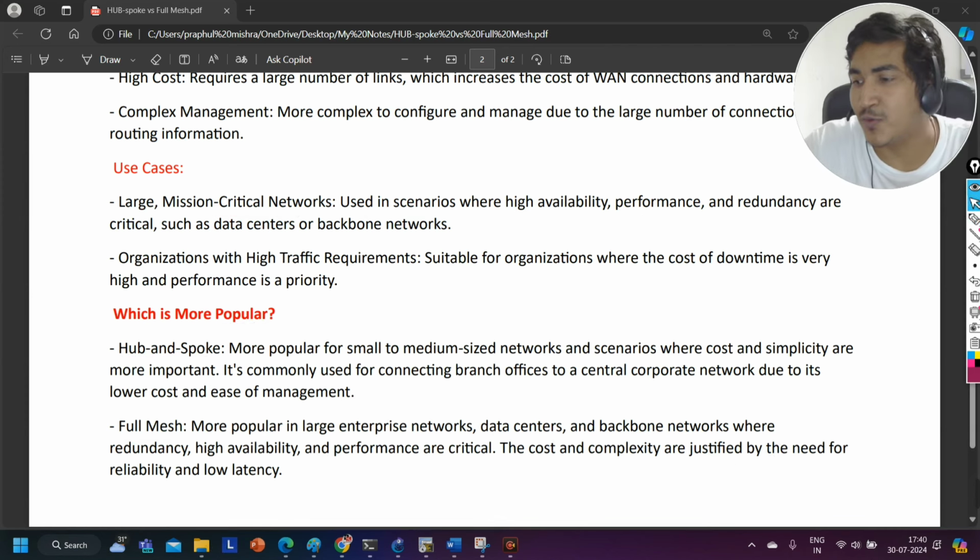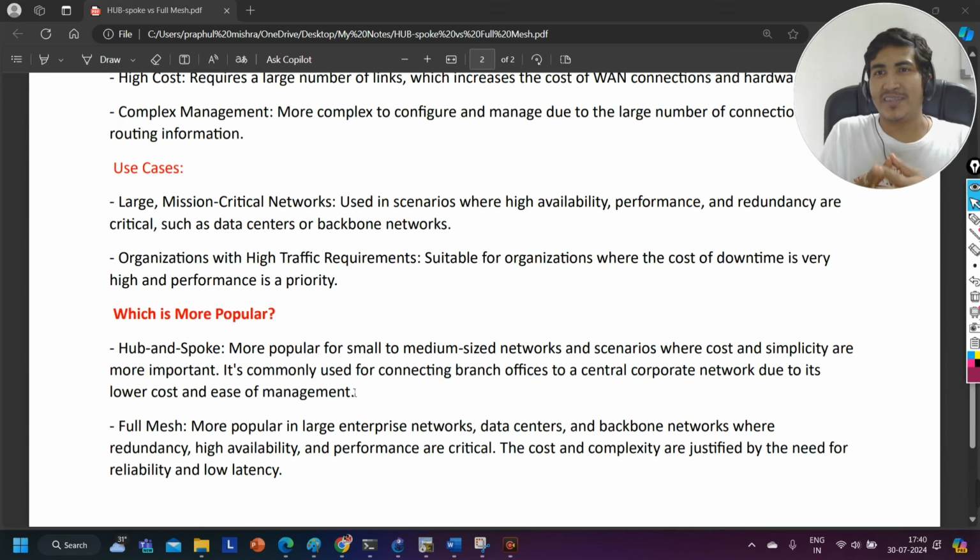But guys, again, if you ask me, Praful, which one is more popular according to you in real time? Most of the time I have seen people using hub and spoke topology. Hub and spoke is more popular than full mesh topology. If you are a network engineer in a small company where simplicity and cost are the priority, then you will work on hub and spoke topology. But if you are an engineer in a large enterprise company where performance, redundancy and availability are critical, then you will use full mesh topology.